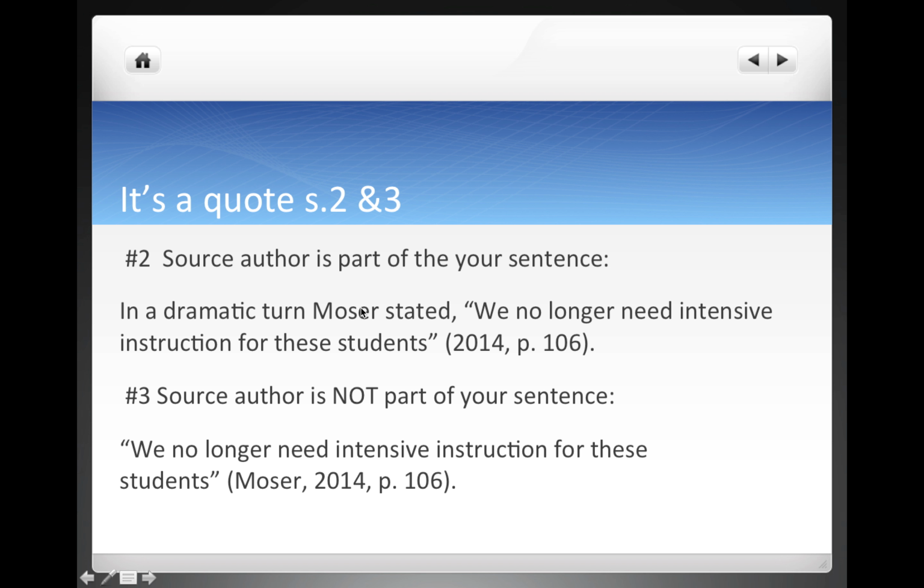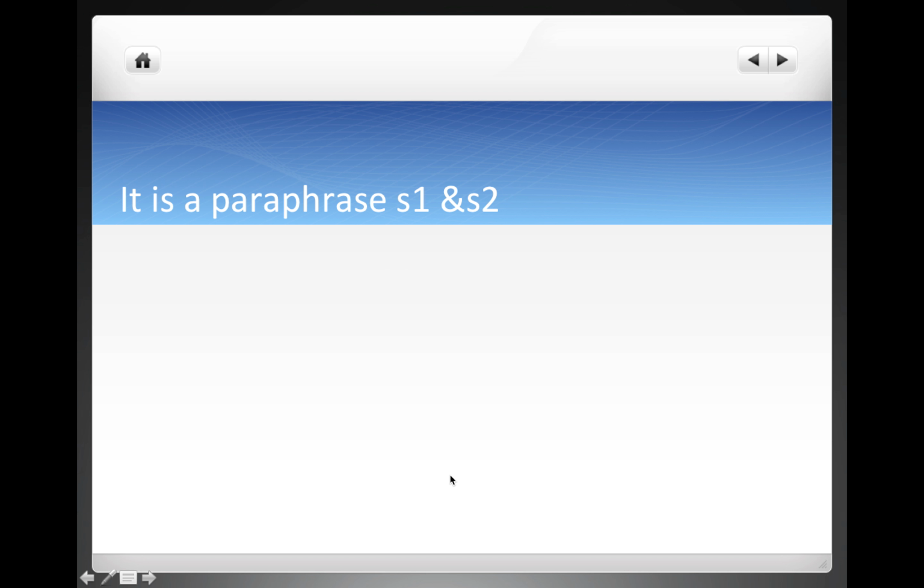Okay, so again, quickly, you introduce it. It has 3 components, except Moser is not in the parentheses because he's in your sentence. This one, you're not introducing the quote necessarily. You're just giving the direct quote. There we go.